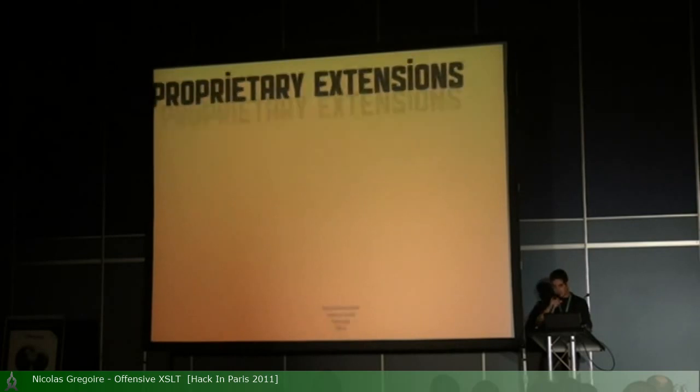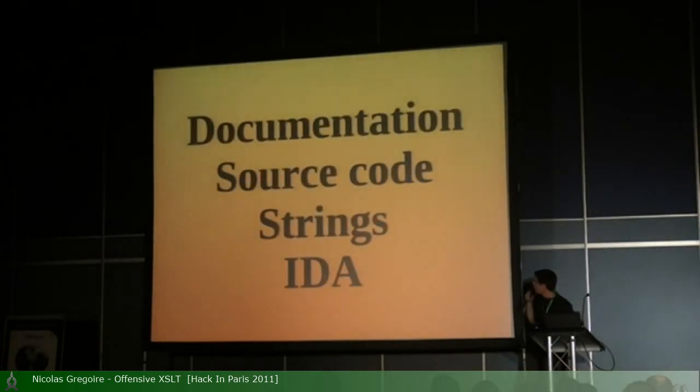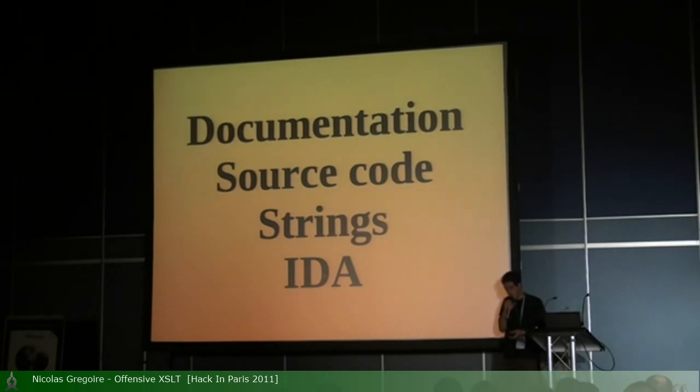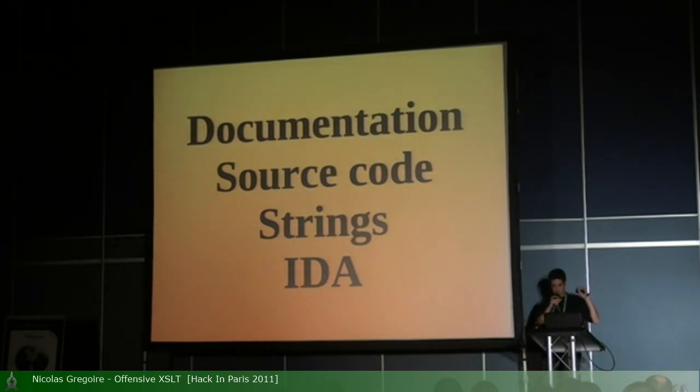Proprietary extensions. Here we have, if it's an open source project, the source code. We could have some documentation depending on the project. And if it's closed source, then you should use some disassembler or similar tricks. But as reverse engineering is illegal in France, no, of course.